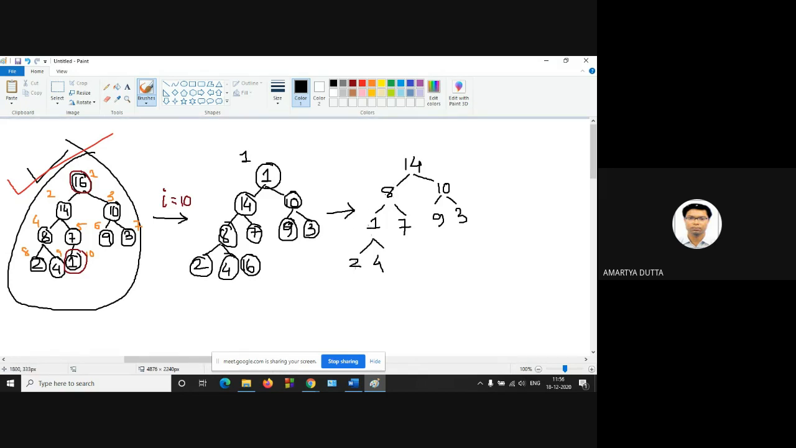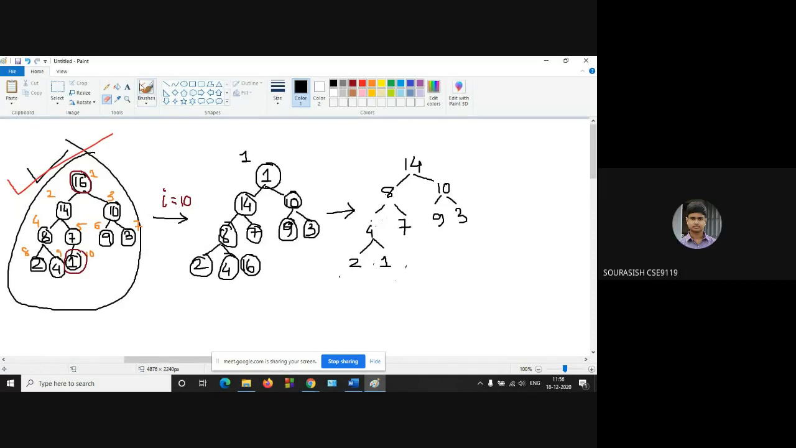Again, 1 is maxified in this substructure. So 1 is replaced with 4. So this will be 4 and this will be 1. Is it clear? Yes, sir. If you have any queries, please clarify. Do you have any doubts?